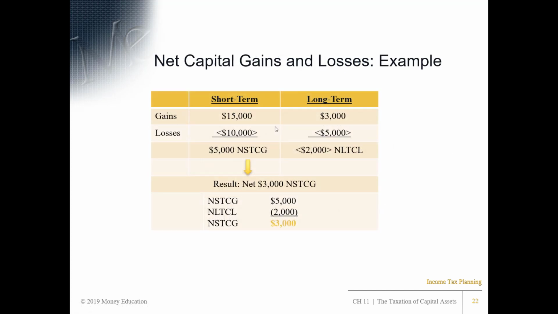So if you had a $15,000 short-term gain and a $10,000 short-term loss, you would have a net short-term gain of $5,000. And if you had a long-term capital gain of 3 and a long-term capital loss of 5, you have a net long-term capital loss. Then you would net these two together to result in a $3,000 net short-term gain. So 5,000 minus the 2,000, so 3,000 is what we would include as a net short-term capital gain.